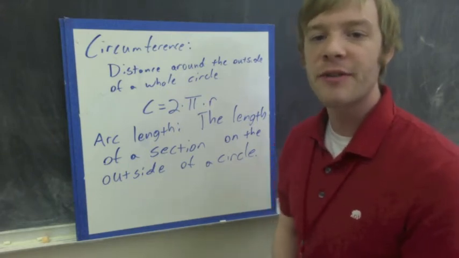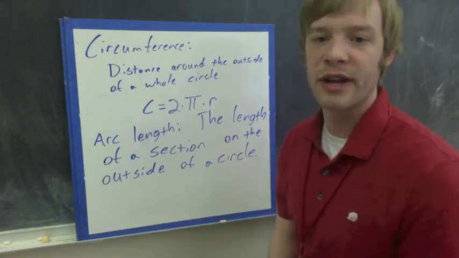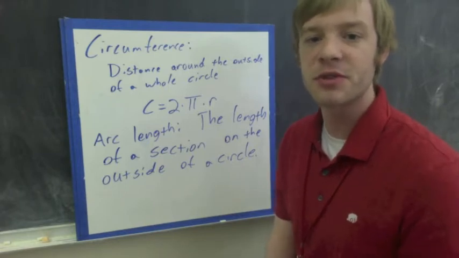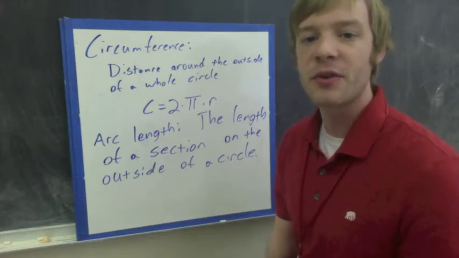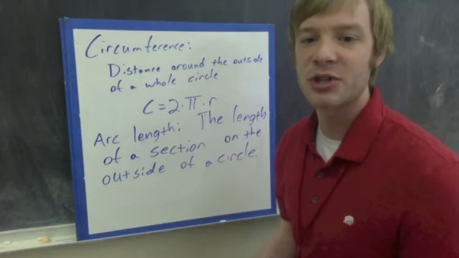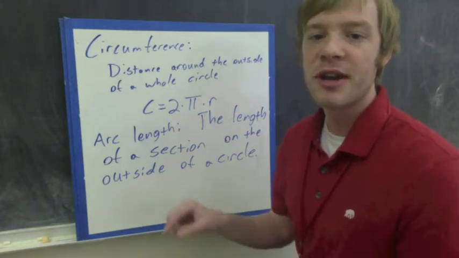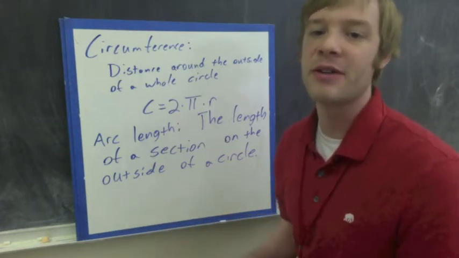But we also have a new definition here, and that's what's called arc length. Arc length is very similar to circumference, but instead of going around the whole circle, we just have a section of it. So an arc length is just the length of a section around the outside of a circle.